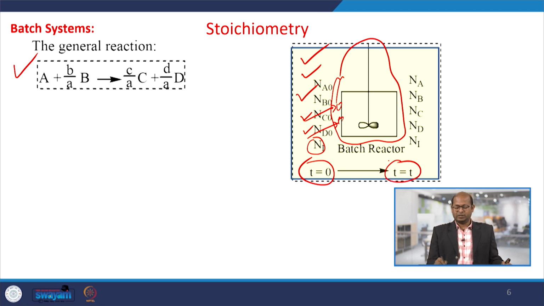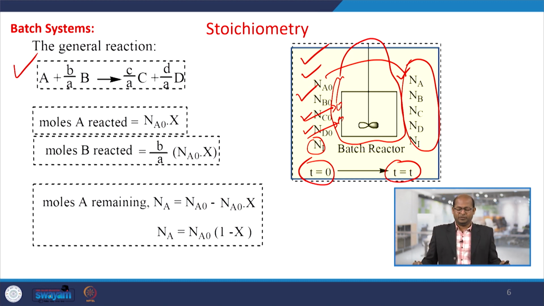Once the reaction takes place for time t, the number of moles changes from Na0 to Na at time t. These are the moles present after, let us say, the reaction runs for 30 minutes; then we stop the reaction, take out a sample and measure its concentration. The moles present in the reactor are the unreacted reactant A left, Nb the unreacted component B left inside the reactor, Nc the C formed inside the reactor, similarly D also formed, and I the moles of inert component present in the reactor.